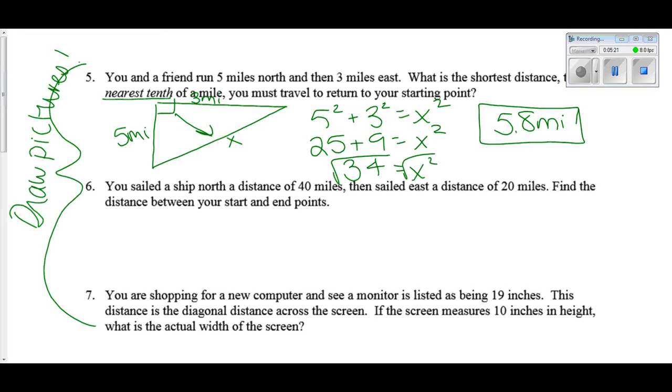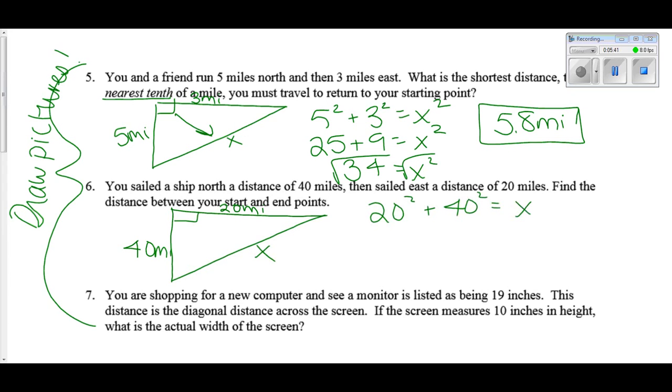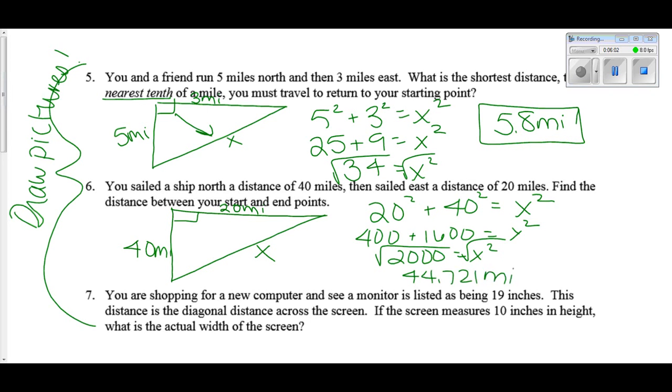All right. Number 6, you sailed a ship north a distance of 40 miles, and then east a distance of 20 miles. And we want to find the distance between the start point and the end point. So we're looking for this. 20 squared plus 40 squared equals x squared. And that's 400 plus 1600 equals x squared. So 2000 equals x squared. Square root both sides. And we get 44.721 miles.